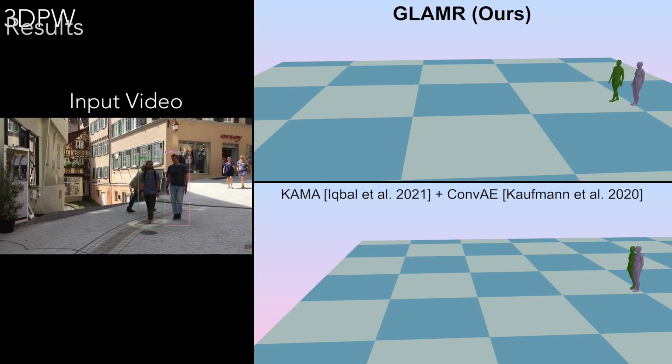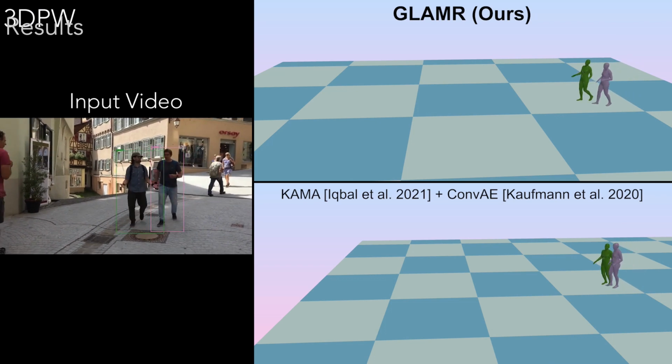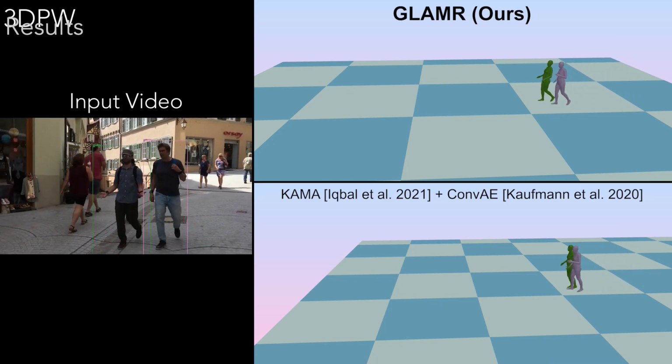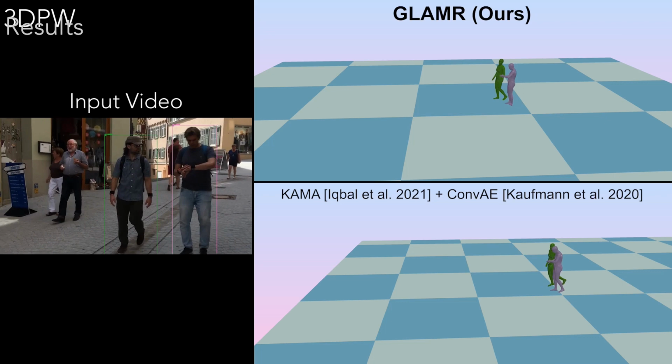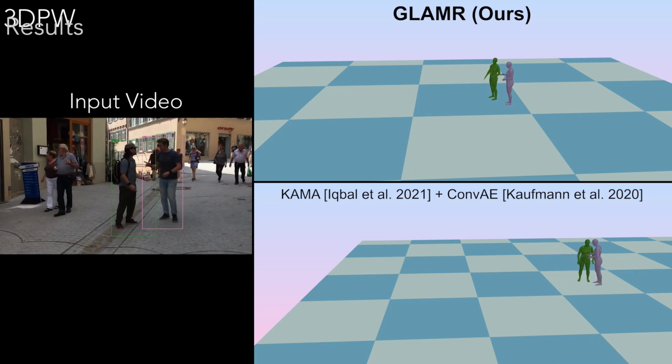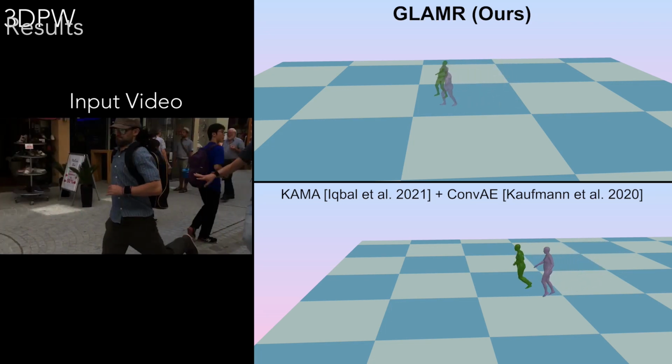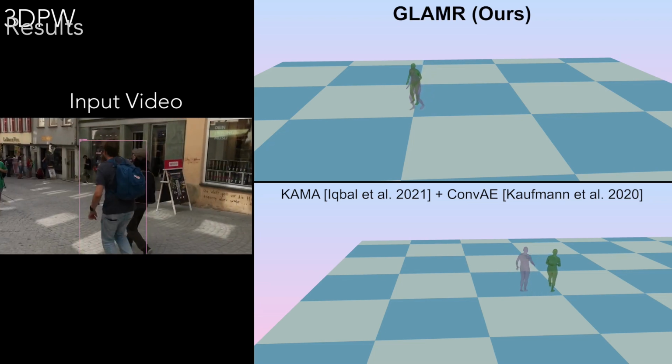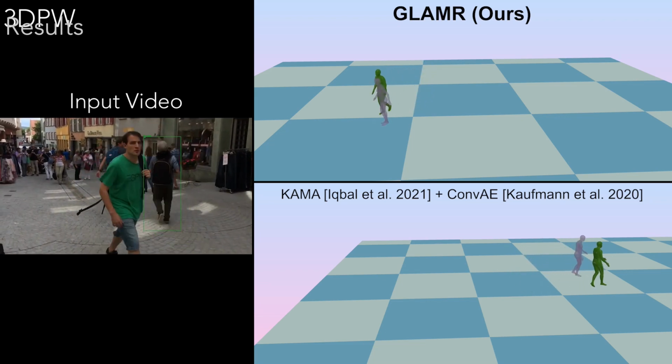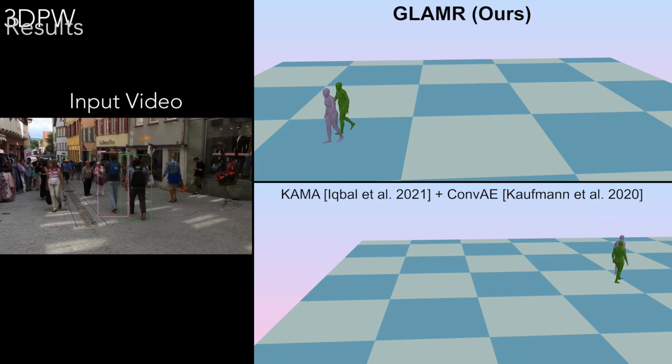Here are more results on the 3DPW dataset. In the input video, the bounding boxes are used to indicate whether a person is detected and visible. Again, we can see that GLAMR can estimate more smooth and accurate global motions and infer more natural human motions for occluded humans.